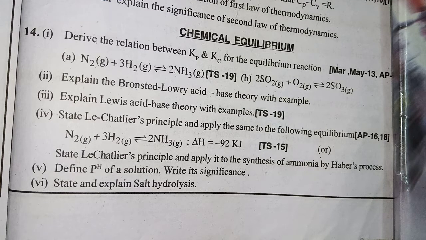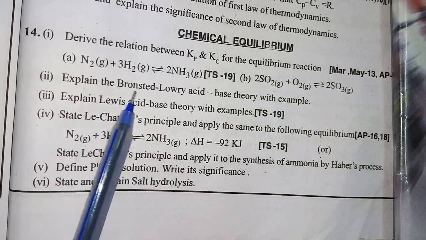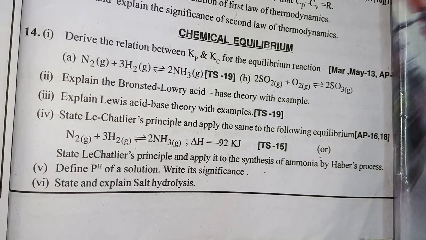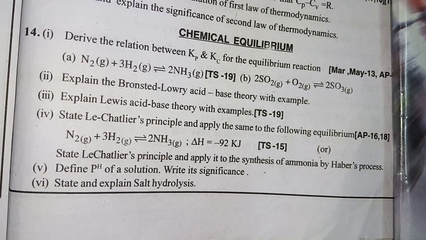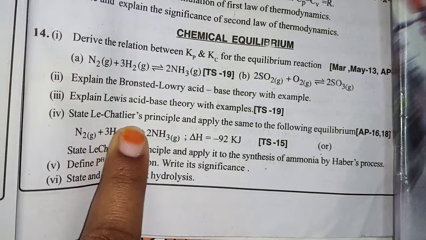Second question, explain the Bronsted-Lowry acid-base theory with example. Third question, explain the Lewis acid-base theory with examples. The Bronsted-Lowry and Lewis theories are most important. Le Chatelier's principle, we can't say it is unimportant. It is a totally important question. The most important question in this chapter is this one, Le Chatelier's principle.